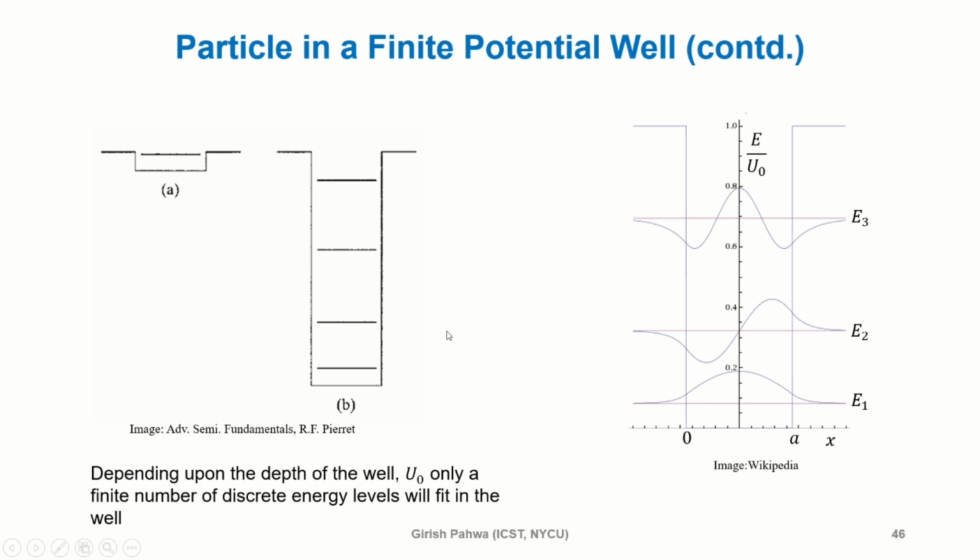So an example is given here. This is your well from 0 to A, and only 3 energies are fitting inside the well, and corresponding to the 3 energies we also have wave functions. The first wave function, which is the ground state energy, looks like this. Remember, inside 0 to A we have some kind of a sine and cosine. Outside we have some kind of a decaying exponential.